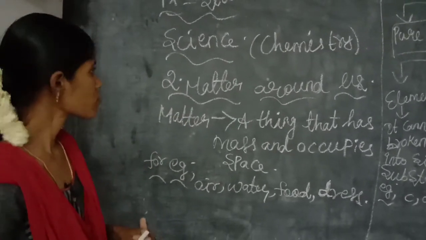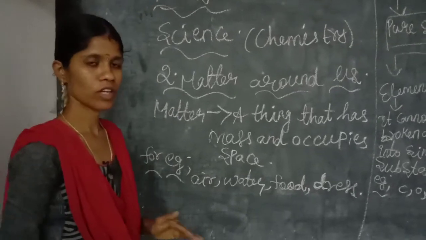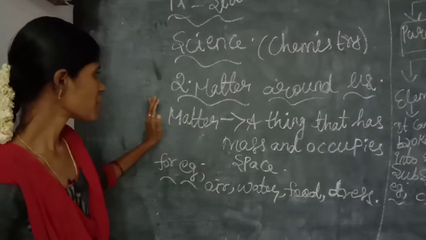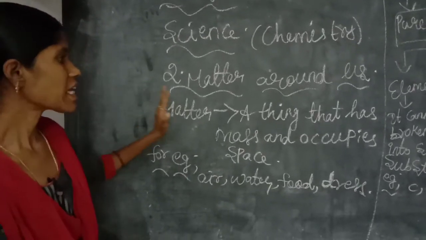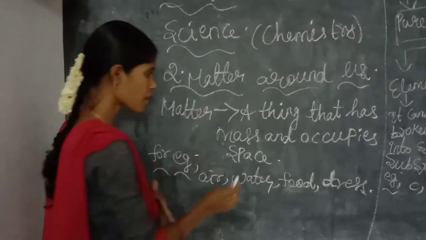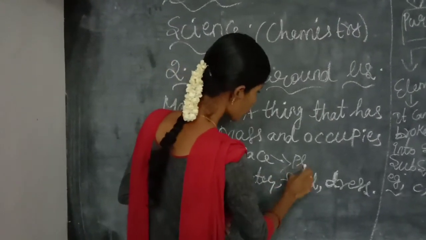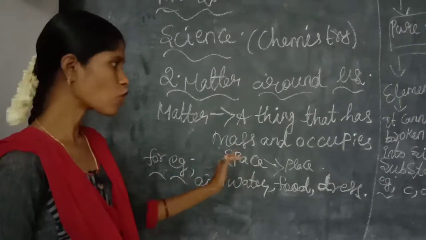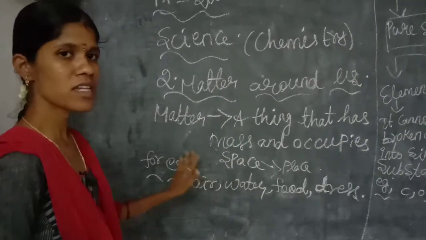So what is meant by matter? Everything around us is called matter. The definition of matter is a thing that has mass and occupies space. Here space refers to space. So the thing that has some mass and occupies some space is nothing but matter.